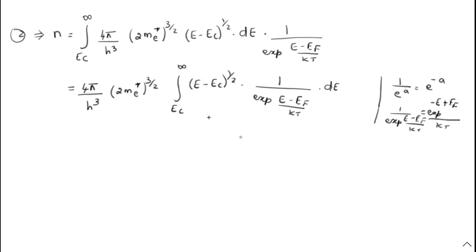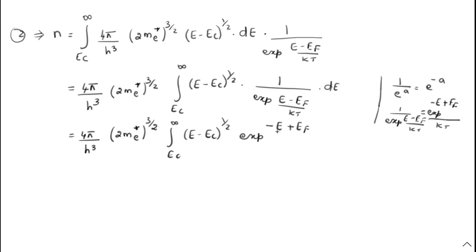So now what I am going to write is 4 pi divided by h cube, and 2m E star whole to the power of 3 by 2, integration EC to infinite, E minus EC whole to the power of 1 by 2. This term is going up, so exponential of minus E plus EF, divided by KT, into dE. Okay, what is the next step? EF is also a constant.